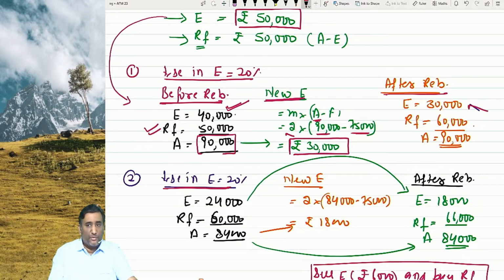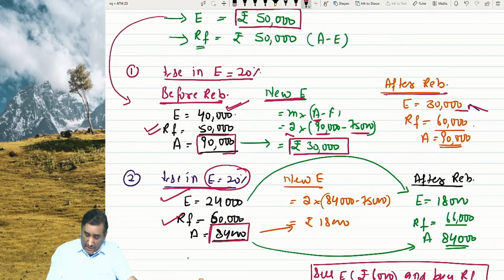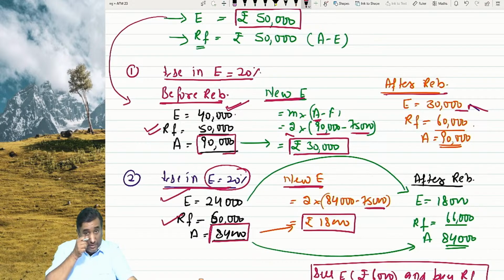Now again, I have assumed a decline just to prove that when it declines, the money will move from equity to the risk free. So the 30,000 declines, I have assumed 20 percent, new equity value 24,000, RF is 60,000, asset value becomes 84,000. So 84,000 is the asset, I have 75,000 floor value. That means in this case my new equity value would be 18,000. Another 6,000 will move to the risk free.